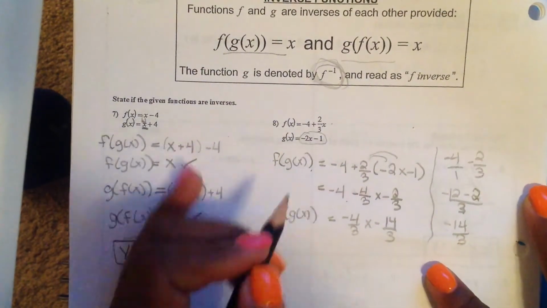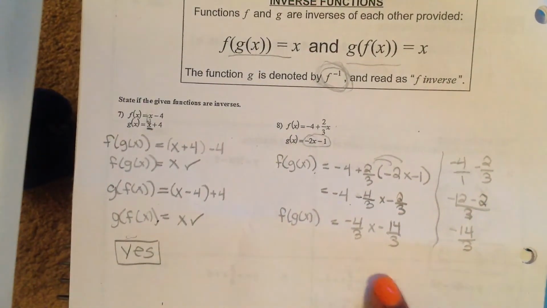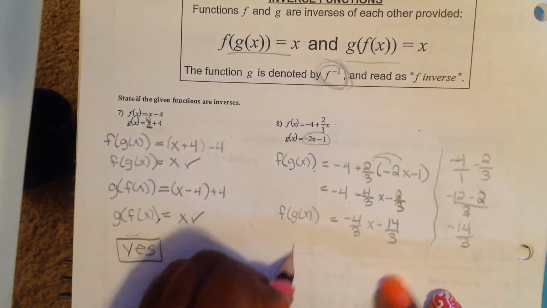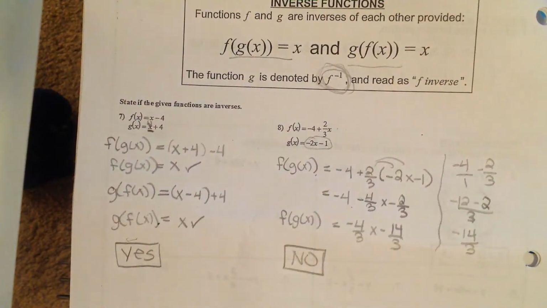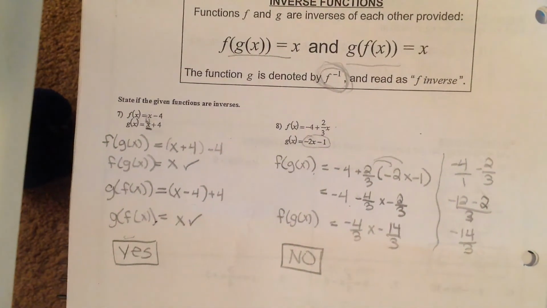This clearly is not x. There's nothing else I can do to simplify this. So that means that no, they are not inverses of each other. And we do the same thing for 9, 10, 11, and 12.